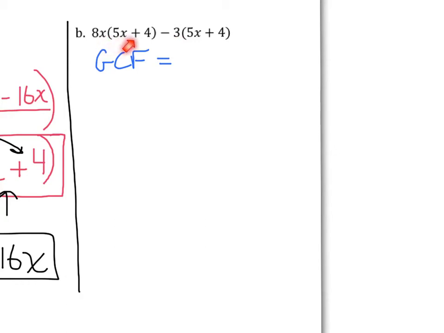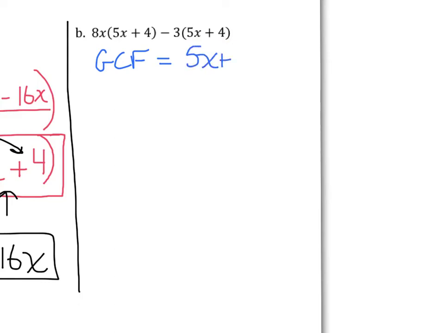But look here, I have a 5x plus 4 that's multiplied by this 8x, so that means 5x plus 4 is a factor of this entire expression here, this entire term. And I have a 3 times a 5x plus 4. That means 5x plus 4 is a factor of this term right here. And so my greatest common factor is actually going to be a 5x plus 4.